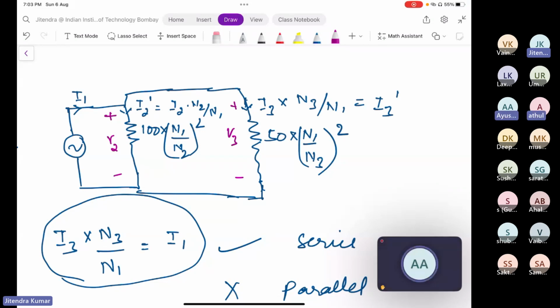Sir, we cannot use the concept of MMF balancing in this transformer because it has three windings, not two. There is a possibility that one MMF is balancing another, and there is another possibility as well.